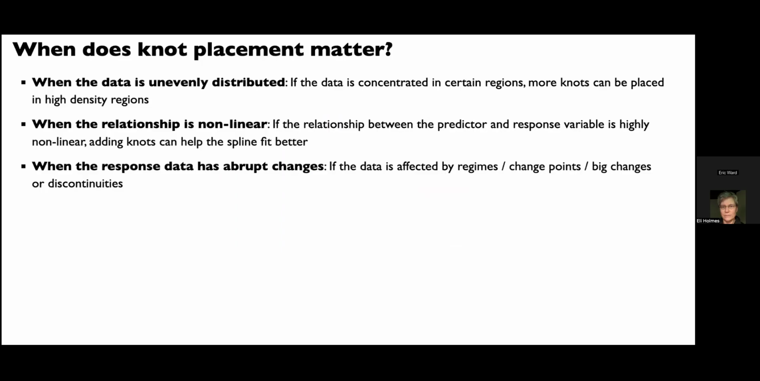Okay, so when does knot placement matter? I think if your data are really unevenly distributed, then that can be an issue. If your relationship is nonlinear, so I think if that curve between survival and temperature was really simple, essentially a concave second, third order polynomial. If it was much more wiggly, that could be a problem. Or if there was a regime or change point in that temperature survival relationship where we needed a higher density of knots around that location, that would be a case where we would probably want to distribute the knots in a non-random way.